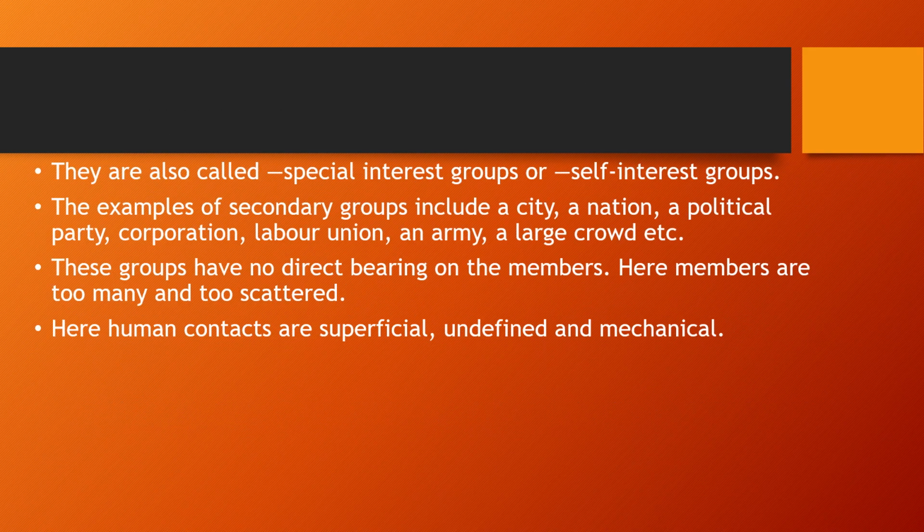They are also called special interest groups or self-interest groups. Examples of secondary groups include a city, a nation, a political party, a corporation, a labor union, an army, a large crowd, etc. These groups have no direct bearing on the members. Their members are too many and too scattered. Human contacts are superficial, undefined, and mechanical.